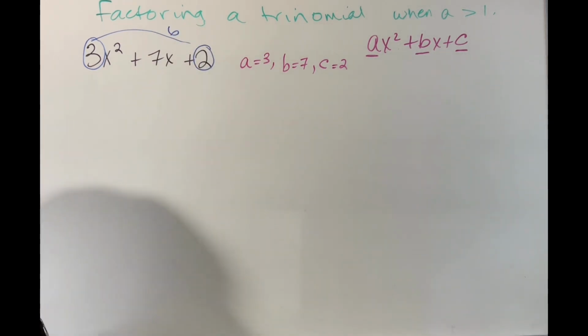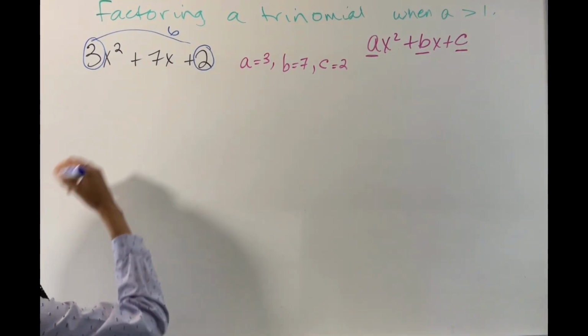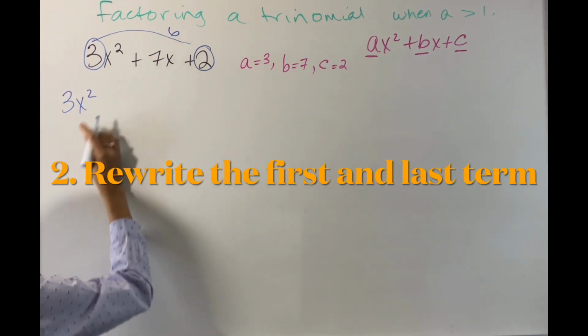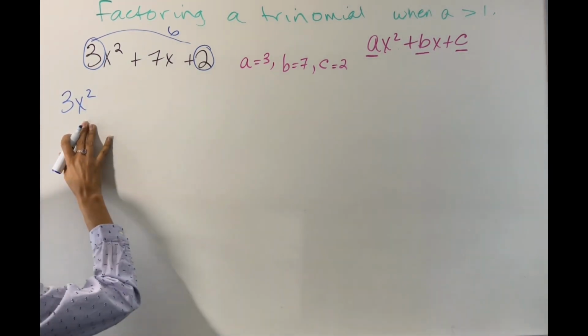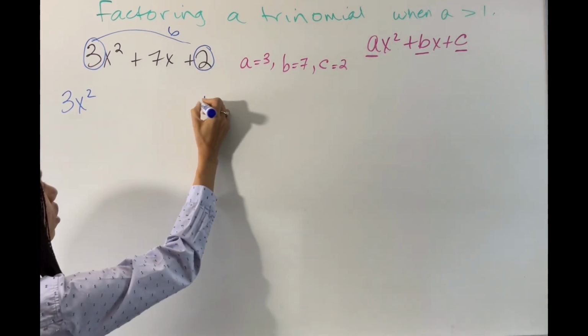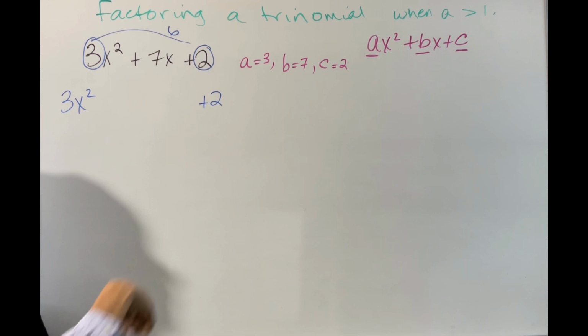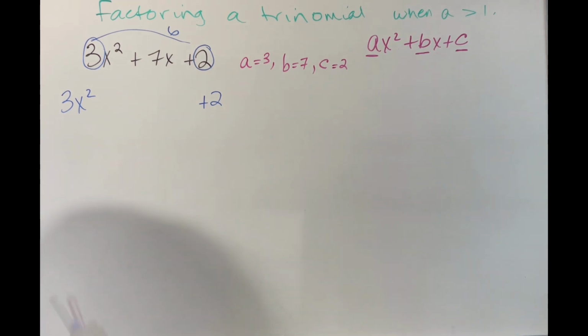So when you multiply your A with your C, you're going to rewrite the expression whereby you're going to rewrite the first term, or the ax squared, and you're going to also rewrite the C term. But you're going to use the grouping method now. We need to compose this so that we end up with 4 terms here. So we're going to look at the 6 when we multiply A with C. This is the 6 here.